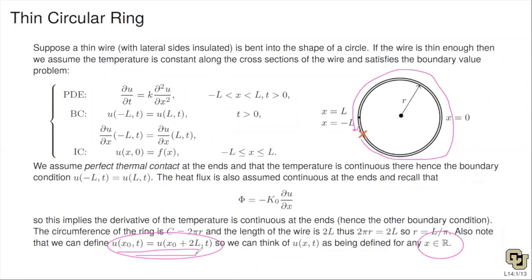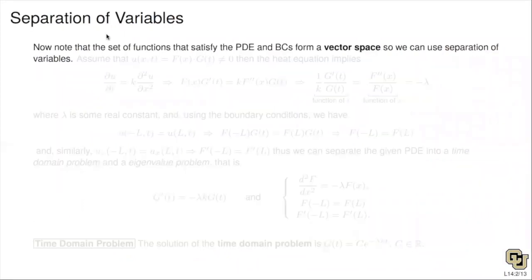So here we have this additional periodicity assumption on the spatial variable of the U function, the temperature. And so we can think of this as actually being defined, here we say it's from minus L to L, but by doing this periodic extension, you can also think of it as X being any real number. So, all right. We're going to solve this PDE.